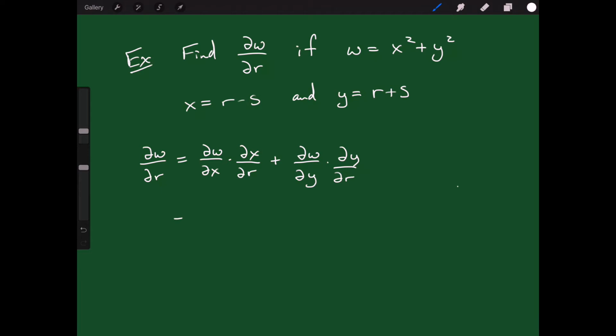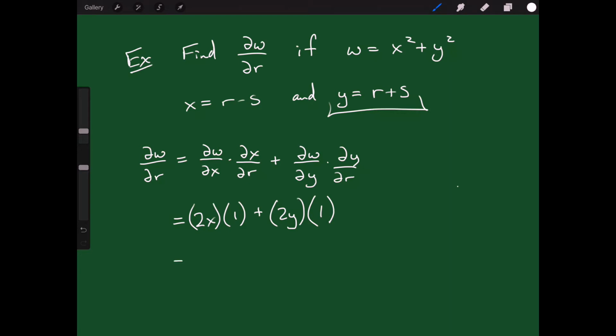So let's plug in the pieces. The partial of w with respect to x is just 2x. The partial of x with respect to r is just 1. The partial of w with respect to y is 2y. And the partial of y with respect to r is 1, coming from here.